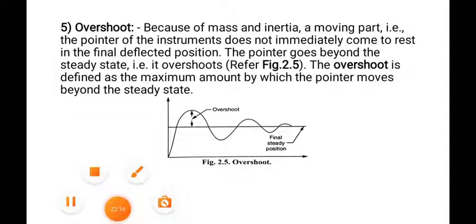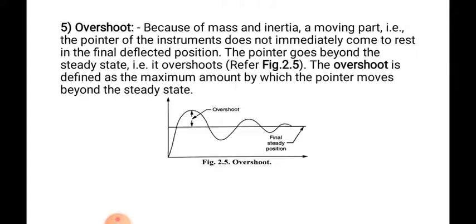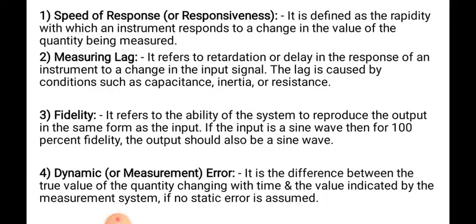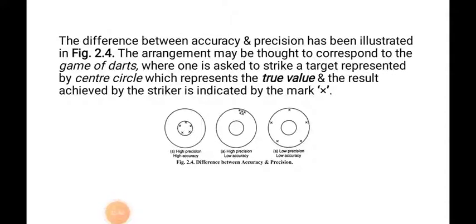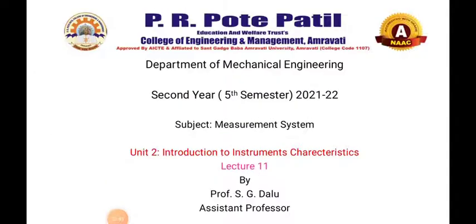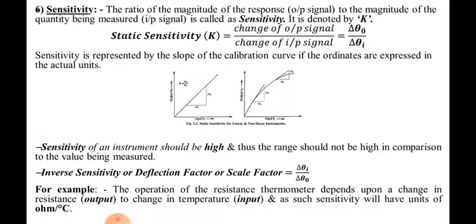These are the different dynamic characteristics we have studied. First, speed of response, also known as responsiveness. Then measuring lag, fidelity, dynamic error, and next overshoot. These are the dynamic characteristics we have covered in today's lecture. Before that we studied precision and repeatability, then threshold and resolution, and before that sensitivity and deflection factor.